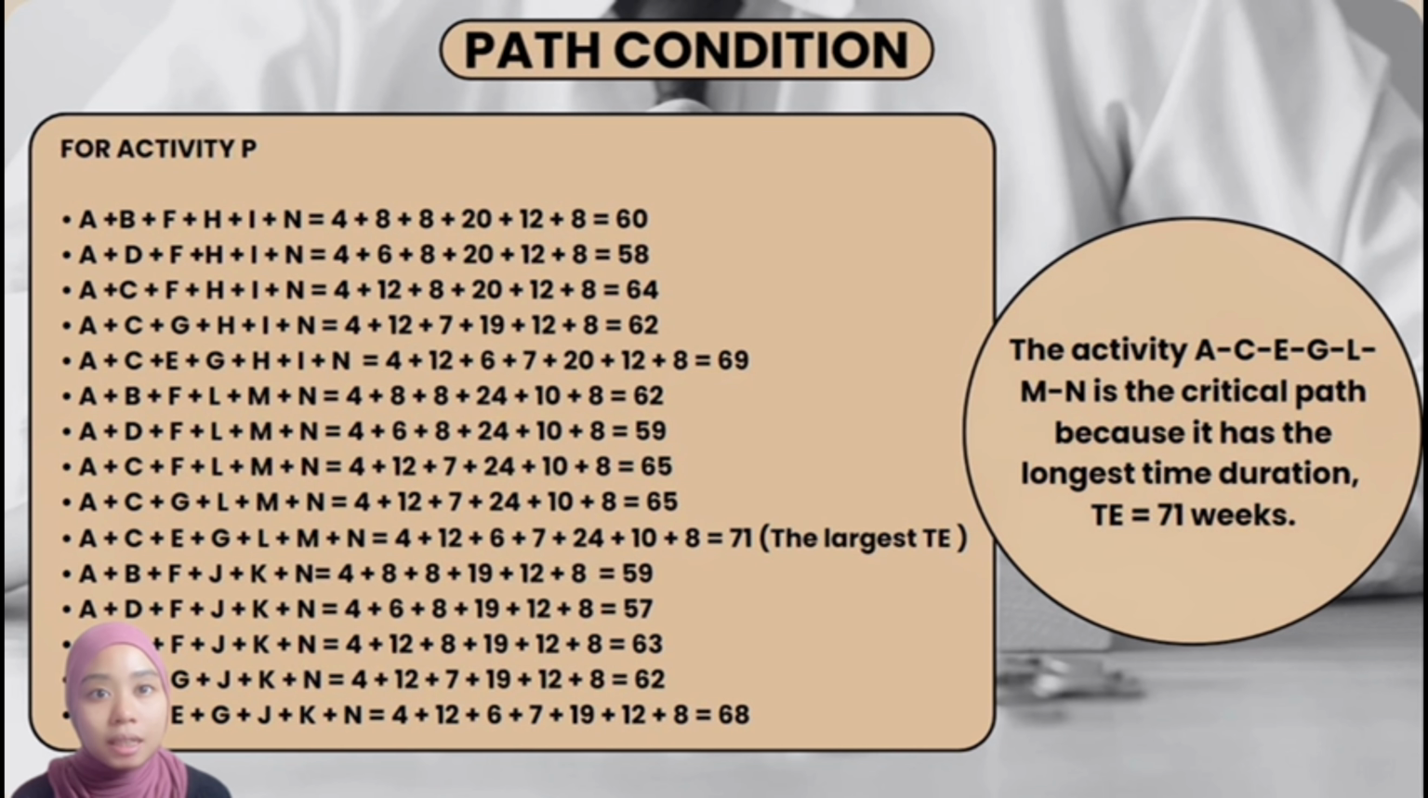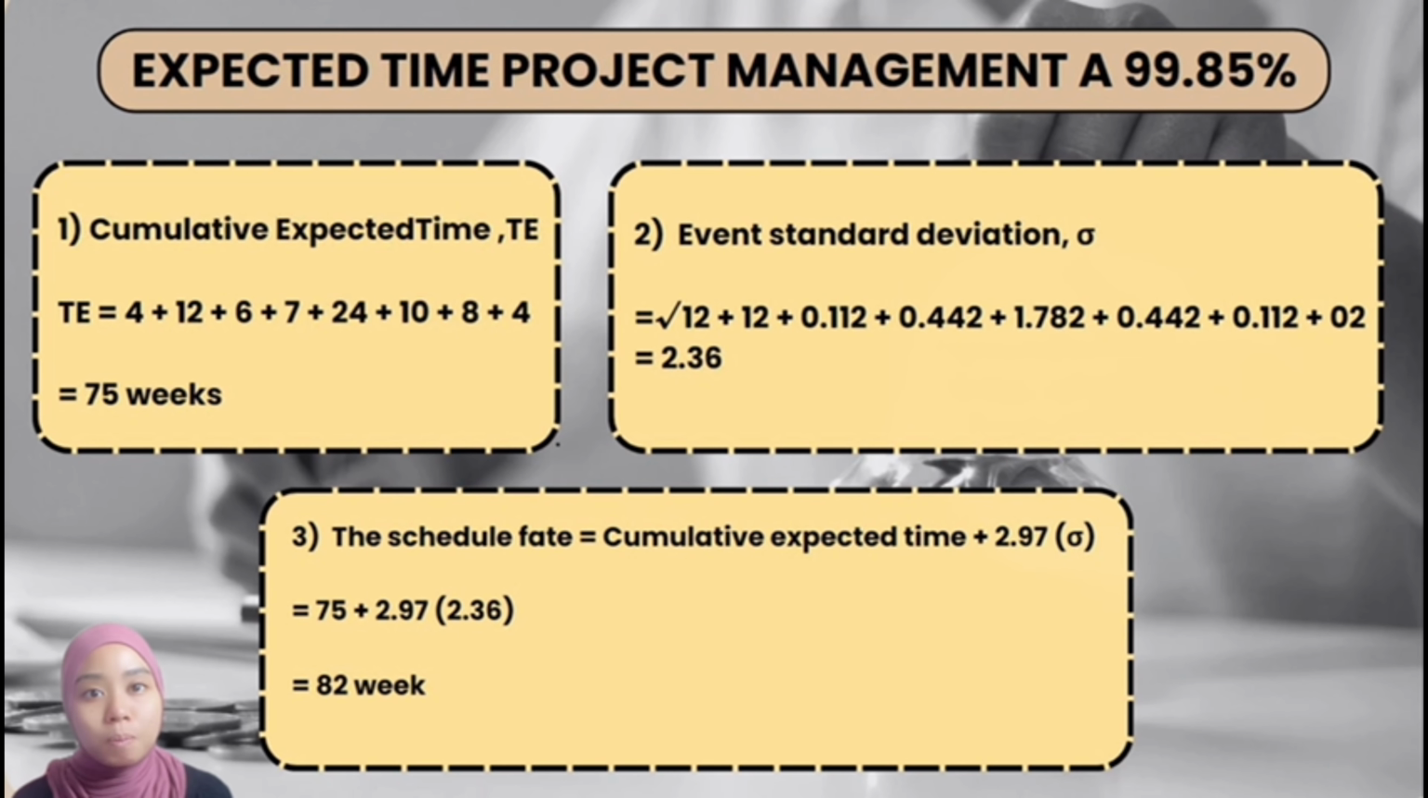Third is to calculate every single activity to get the critical path based on adding the previous activities. And for this we get activity P, and the largest TE is 71 weeks. The last part is the expected time of the project management at 99.85%. At first, we need to calculate TE from the activities we get at the critical path. This is from A, C, E, G, L, M, and P. So we get 75 weeks.